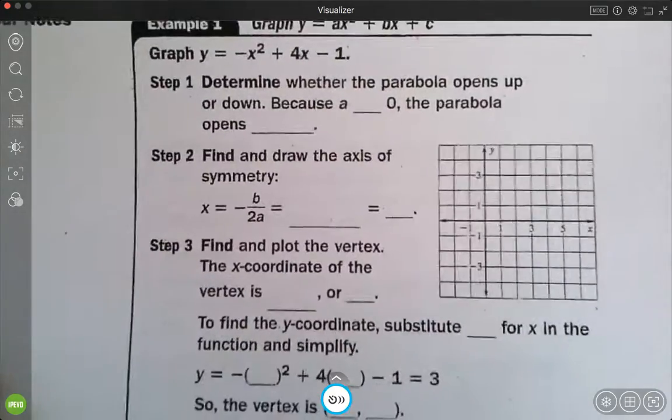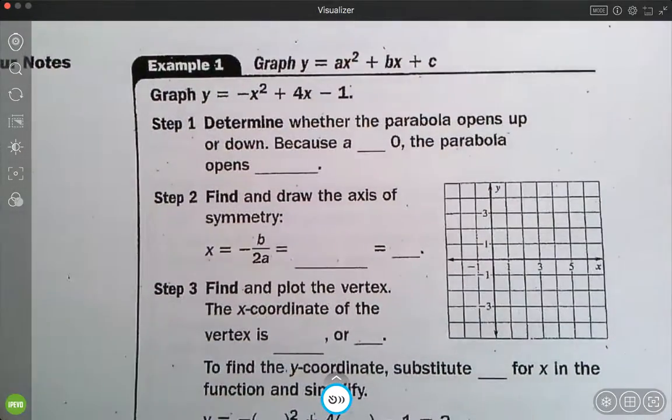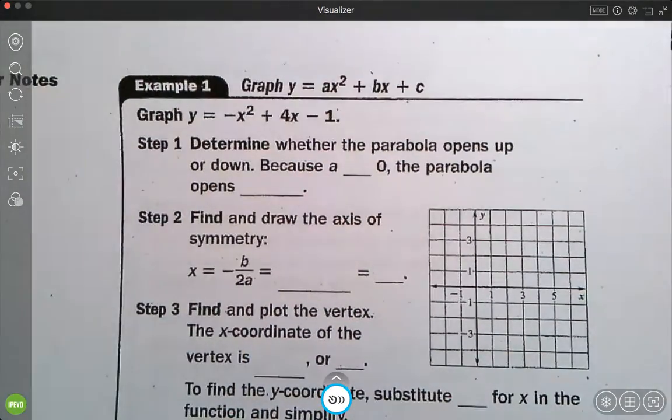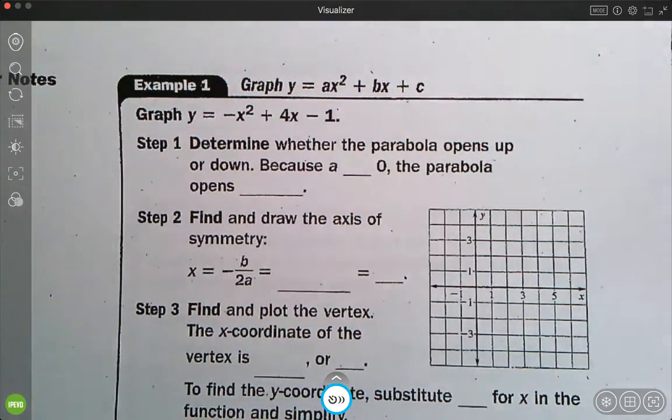So here goes. For our first example, we are going to graph this quadratic. It's negative x squared plus 4x minus 1. So the first thing you do before you even start graphing is you have to look at the a, b, and c. And you have to identify some of the basics of the parabola.